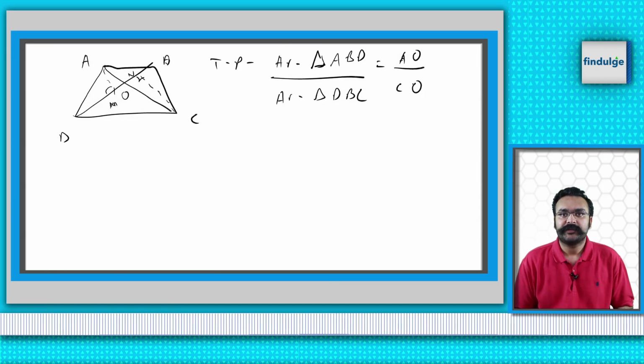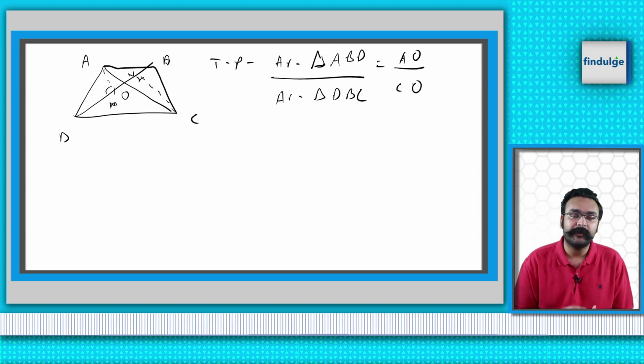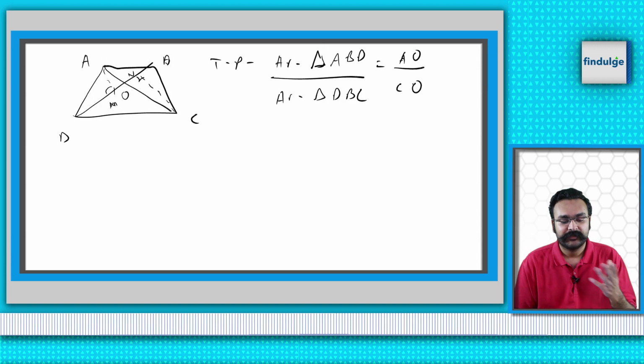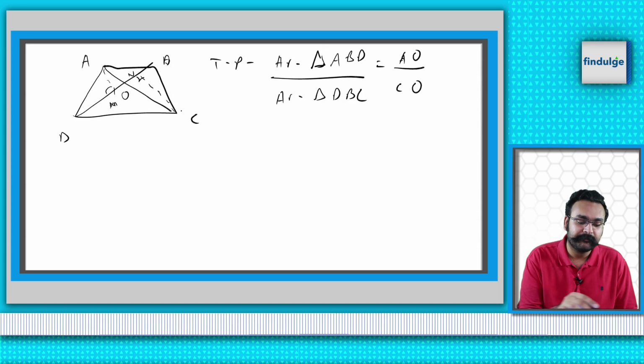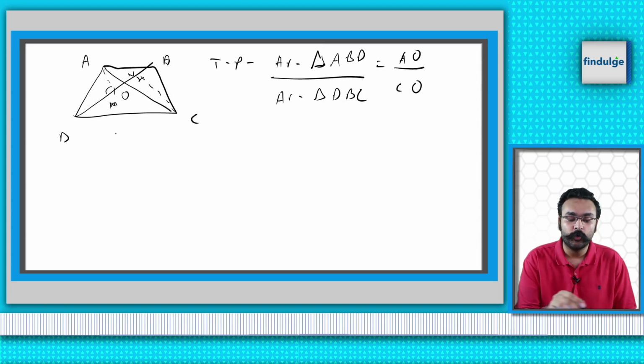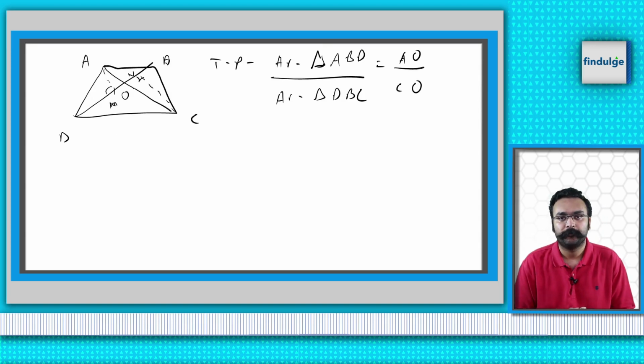So now we're going to look at a question which is actually a trick question. It is an area question, but one in which we will not be using the square formula. The question is that we have a trapezium ABCD in which the diagonals AC and BD intersect at O. And we have been asked to prove that the ratio of triangle ABD to triangle DBC is equal to AO upon CO.